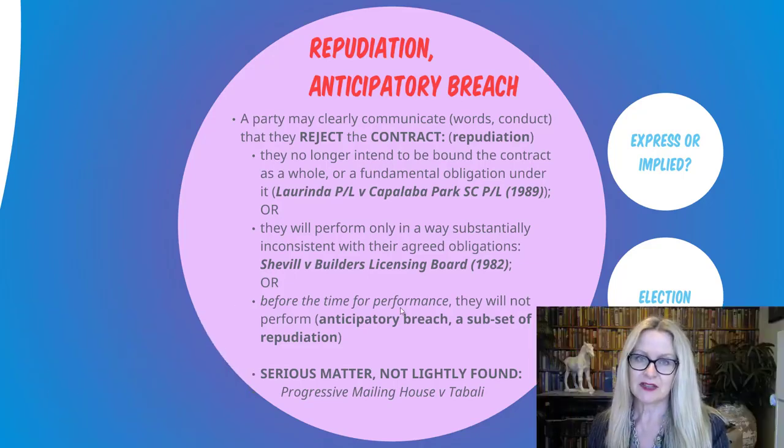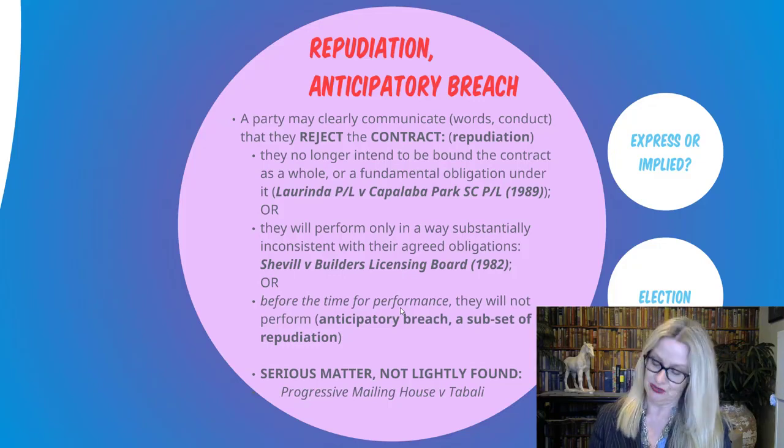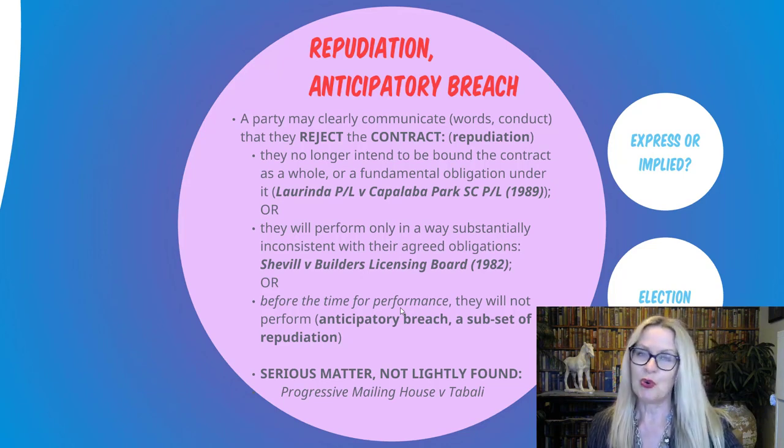And in Progressive Mailing House and Tabali, you had the lessee who was rather naughty, failing to pay rent, failing to open on time, obstructing access to the premises, causing damage to the drains, subletting the premises without consent. The question there was, could all of that naughtiness add up to repudiation? The court hummed and hawed and finally came down on the side of yes, it did. So it's going to have to be a lot more than just not paying rent on time. It'll be a series of fairly pugnacious conduct that will add up to repudiation of the whole contract.